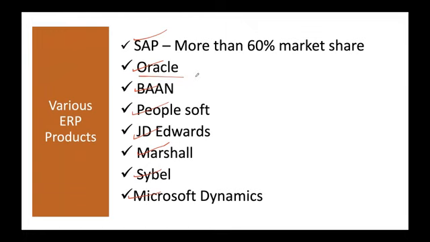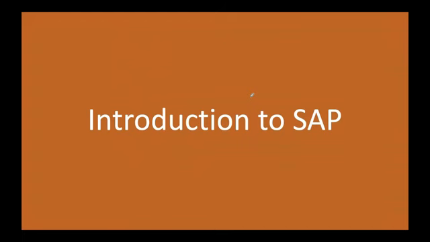But among all the ERP products in the market, SAP holds more than 60% of the market share. SAP is the number one ERP in the world. Okay, SAP is number one among all the ERPs in the world. So now we will start. What is SAP? We will understand what SAP is.